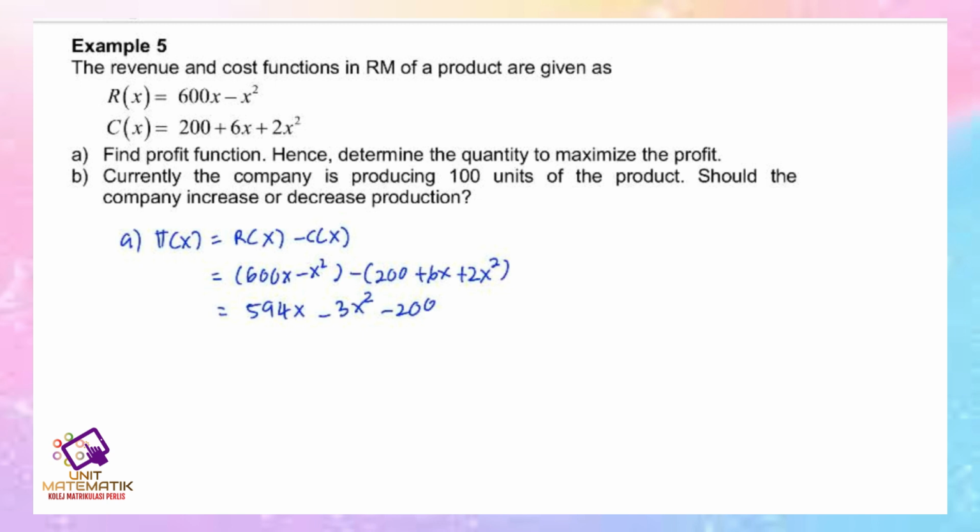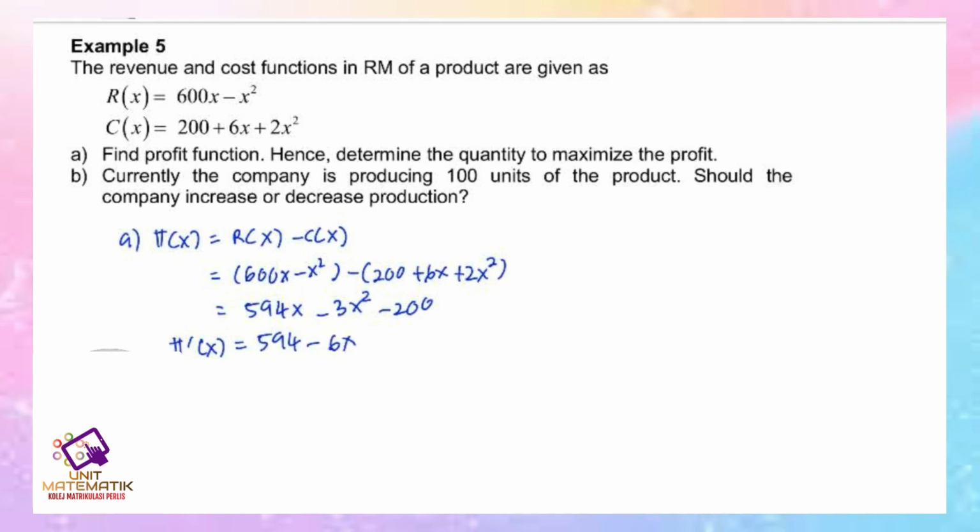After we get the profit function, we want to determine the quantity to maximize the profit. To determine the quantity, we find the marginal profit, which equals 594 − 6x. We take the marginal profit and equate it with 0. 594 − 6x = 0. We will get x equals 99.